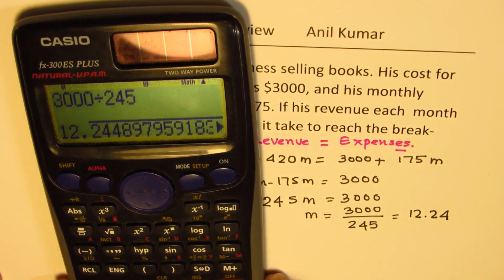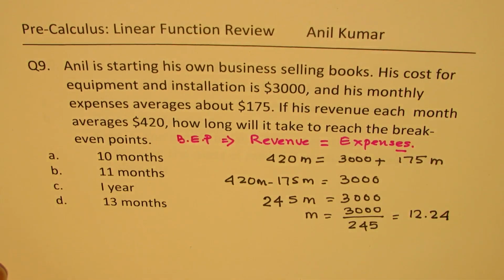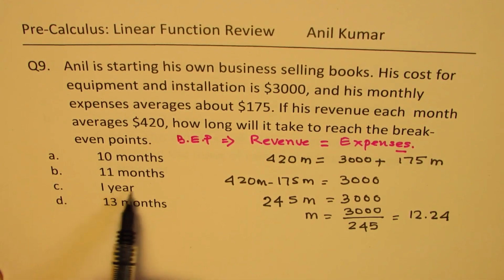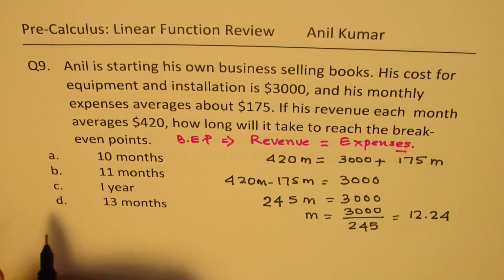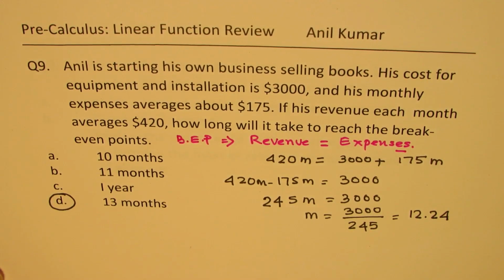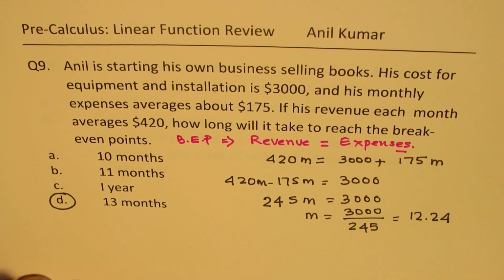So it is more than 12 months, right? So more than 12 months is required. In the options given to us, we have 1 year, which is 12 months. 13 months will be the answer, right? Since 12.2 suggests that in 12 months, you cannot break even. So it is the 13th month when you will break even. Perfect. So that is how we are going to solve it.